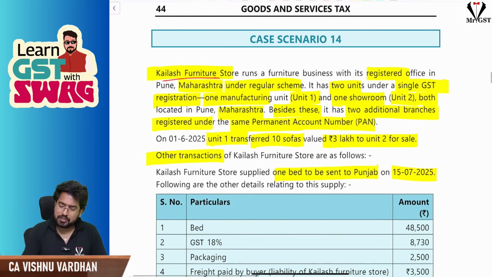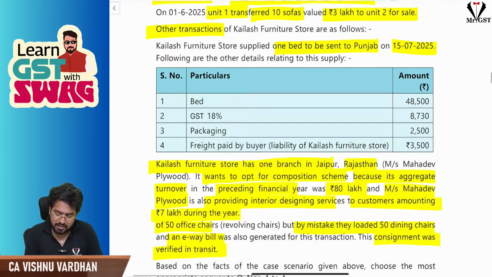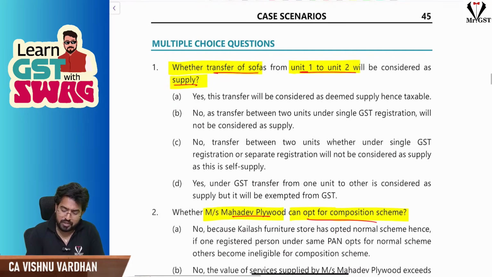This is Kailash Furniture Store, which is registered in Maharashtra under the regular scheme. This is important here: under the regular scheme. Two units with a single GST registration, Unit 1 and Unit 2. If they have the same GST registration, as you know, here there is a question. Between Unit 1 and 2, there is a supply of sofas. If they have the same GST registration, they are not distinct persons. Obviously, it is not treated as supply. Correct? So, no. Transfer under a single GST registration will not be considered as supply. There is also a no option, but the explanation is not correct. Whether under single GST or separate registration, they are saying this is self-supply, so that is wrong. So option B is the answer.